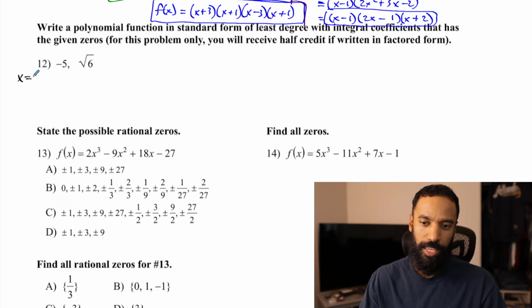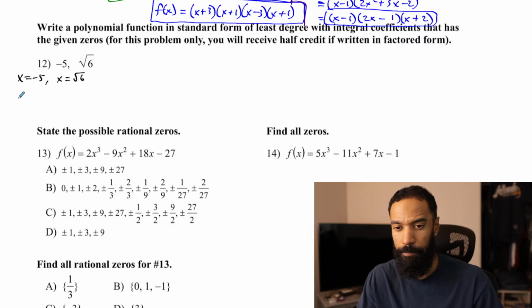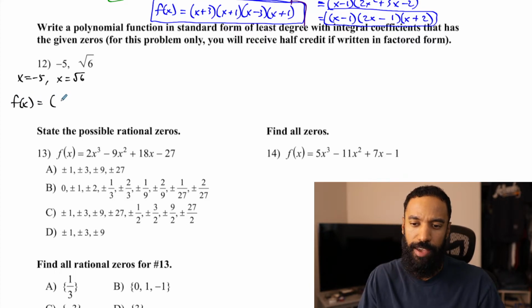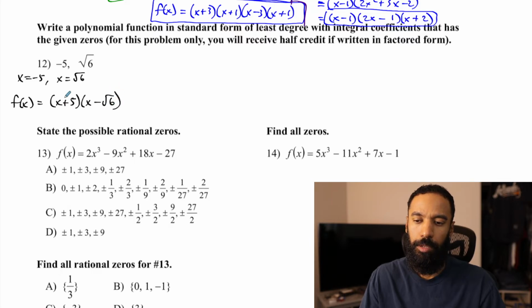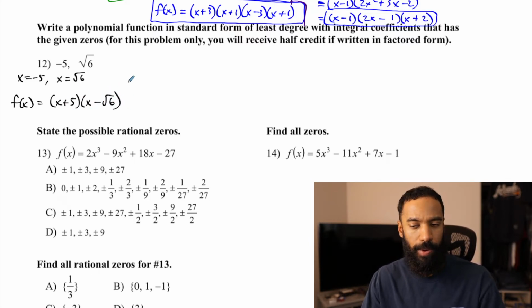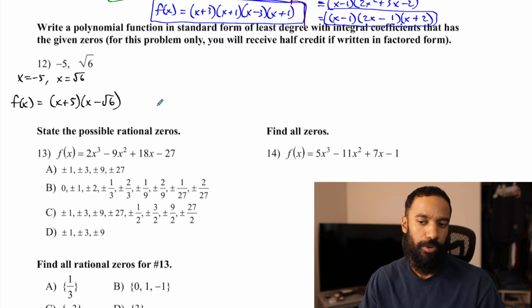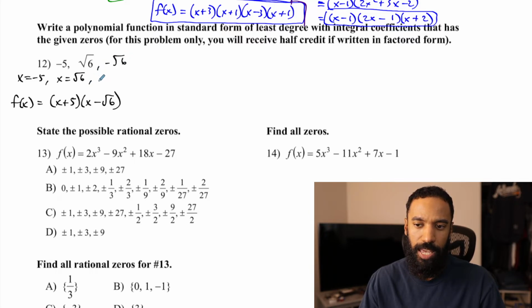If x equaled negative 5, and x equaled positive root 6 for some polynomial, we want to figure out what that polynomial looks like, then we know that x plus 5 is a factor, and x minus root 6 is a factor. But if I expand this out, there will be irrational coefficients. We need integral coefficients. So there needs to be its conjugate. If root 6 is a root, then negative root 6 has to be a root, which means x can equal negative root 6, which means x plus root 6 also has to be a factor.